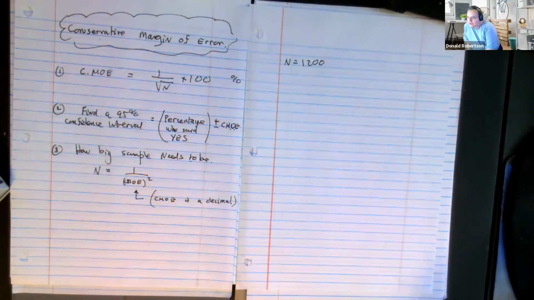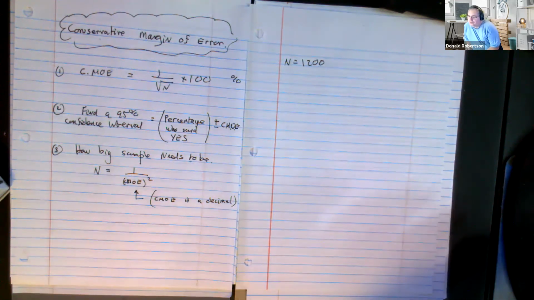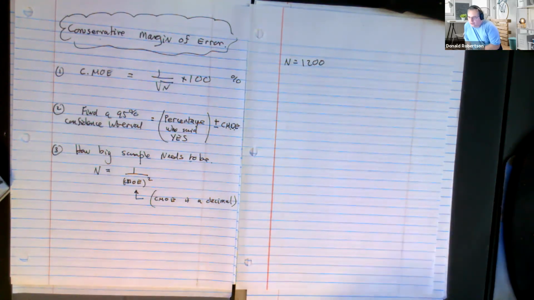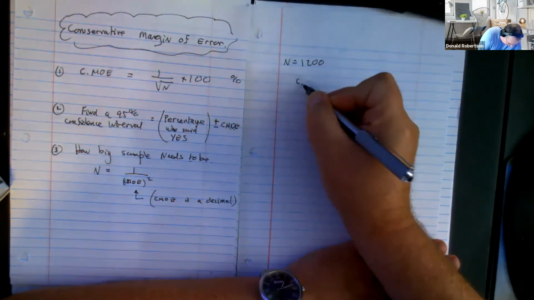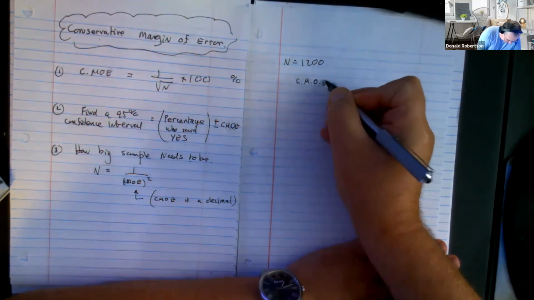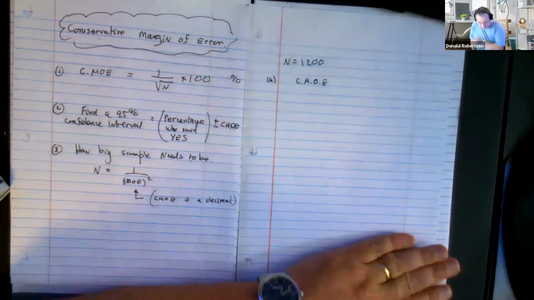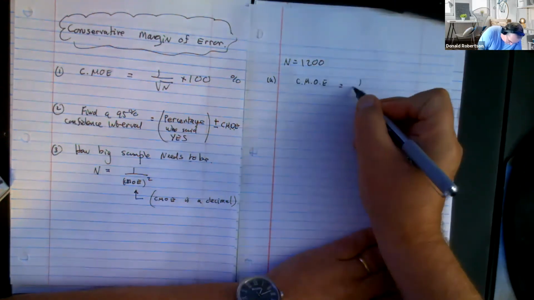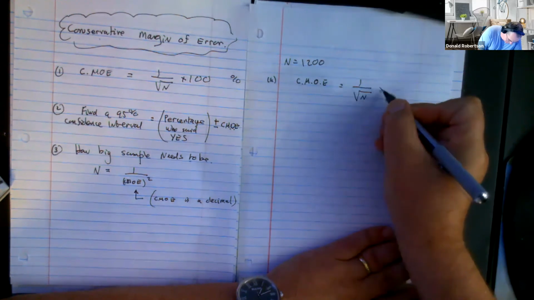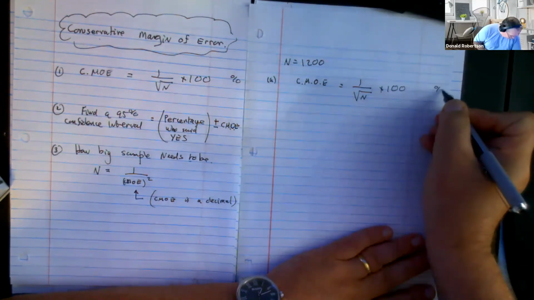That's typically why you do samples, right? You ask a small representative group, and then you make the inference that if you do a good job at that, whatever answer you get is roughly going to be the same percentage of Americans. So there's the conservative margin of error, and that would be question A. It would say something like, find the conservative margin of error. It would just say it right out. And it is 1 over the square root of n times 100, and your answer is a percentage.